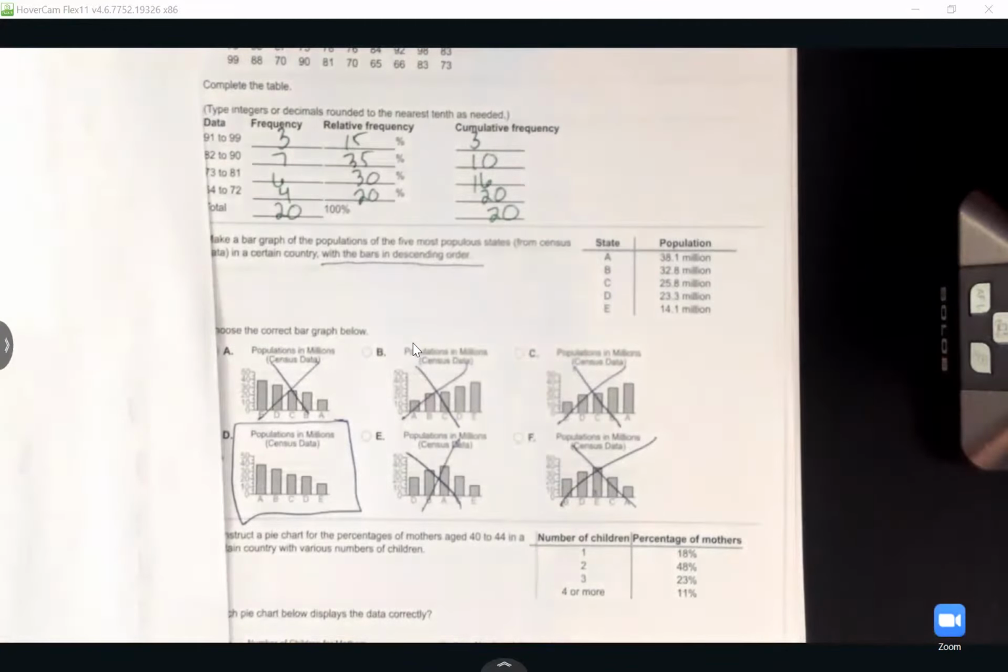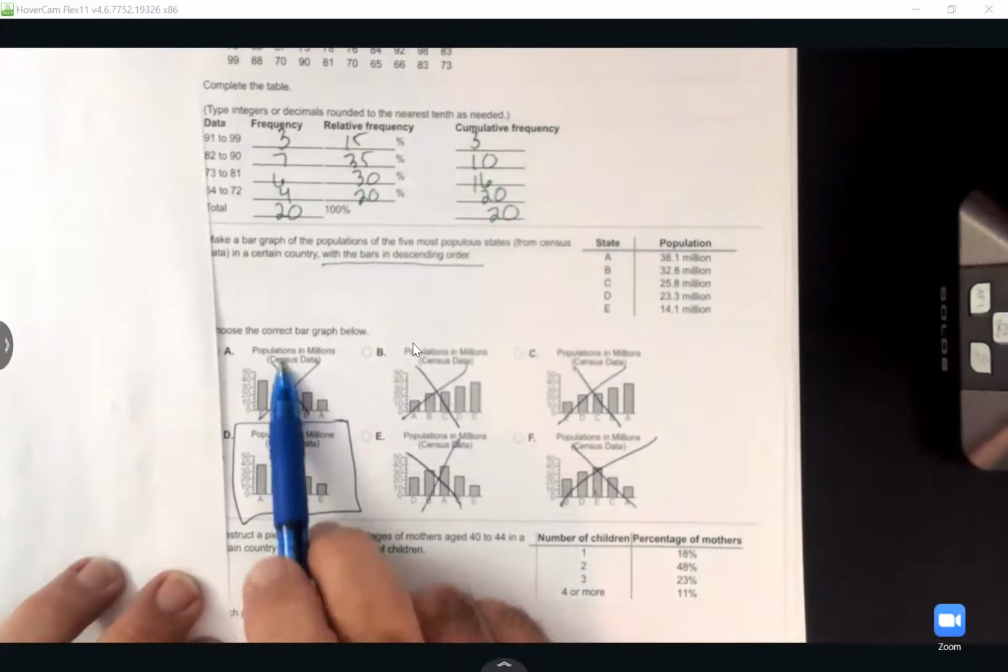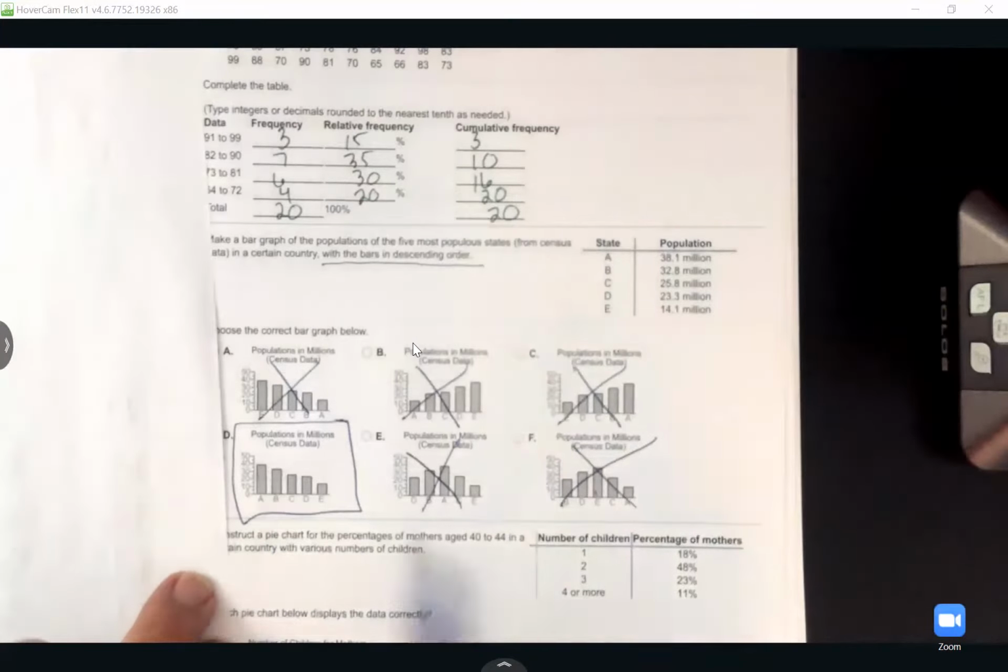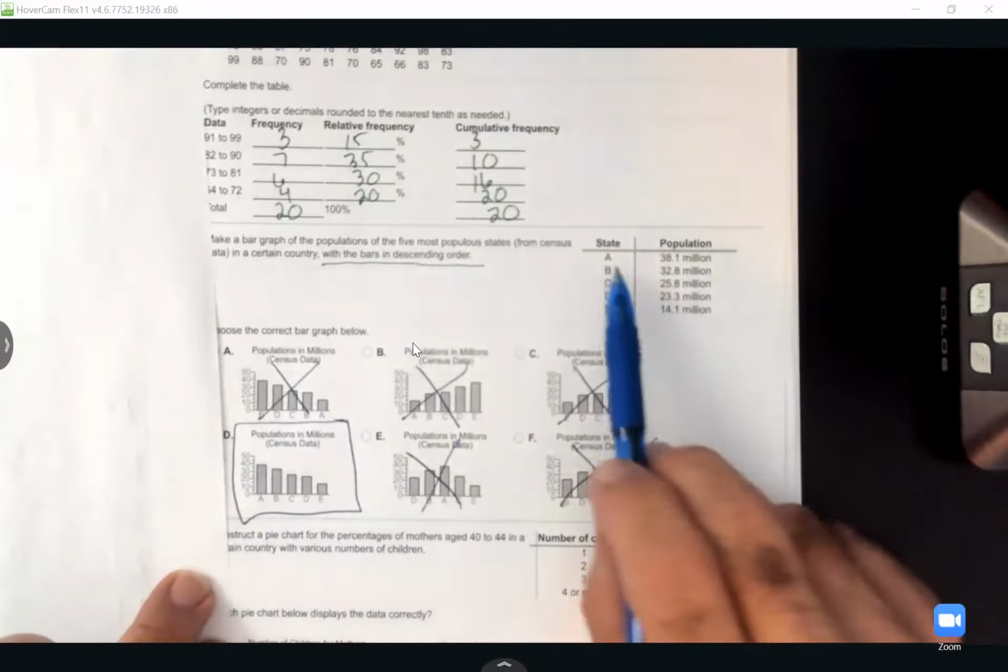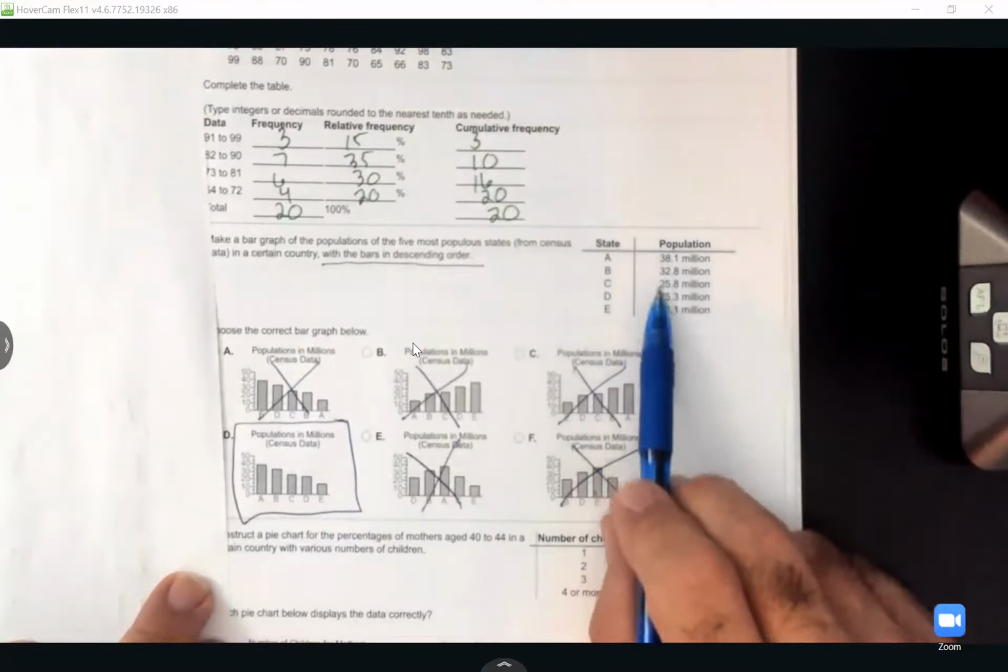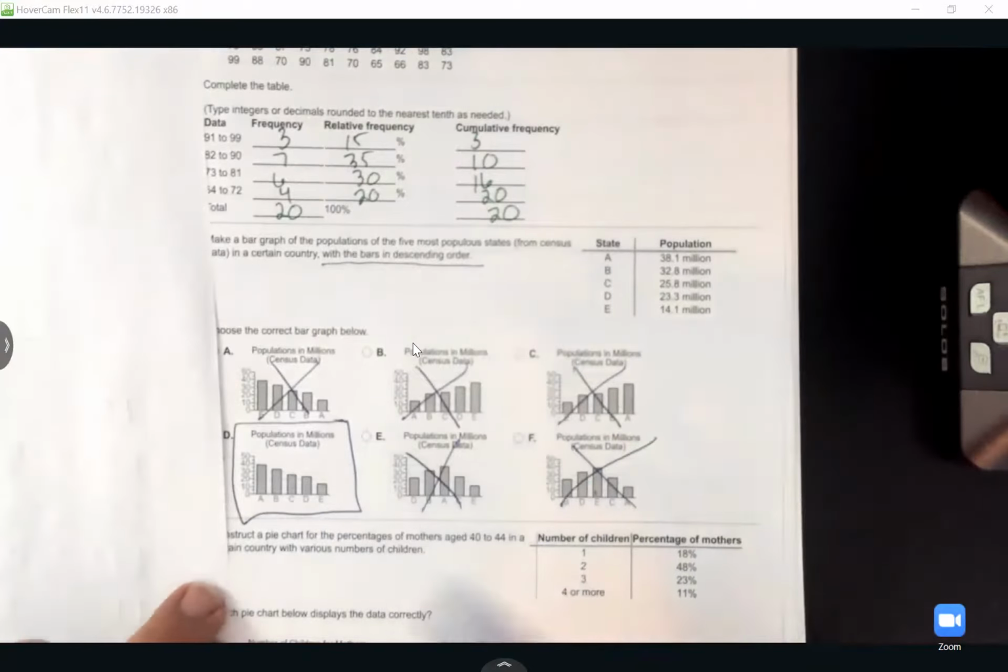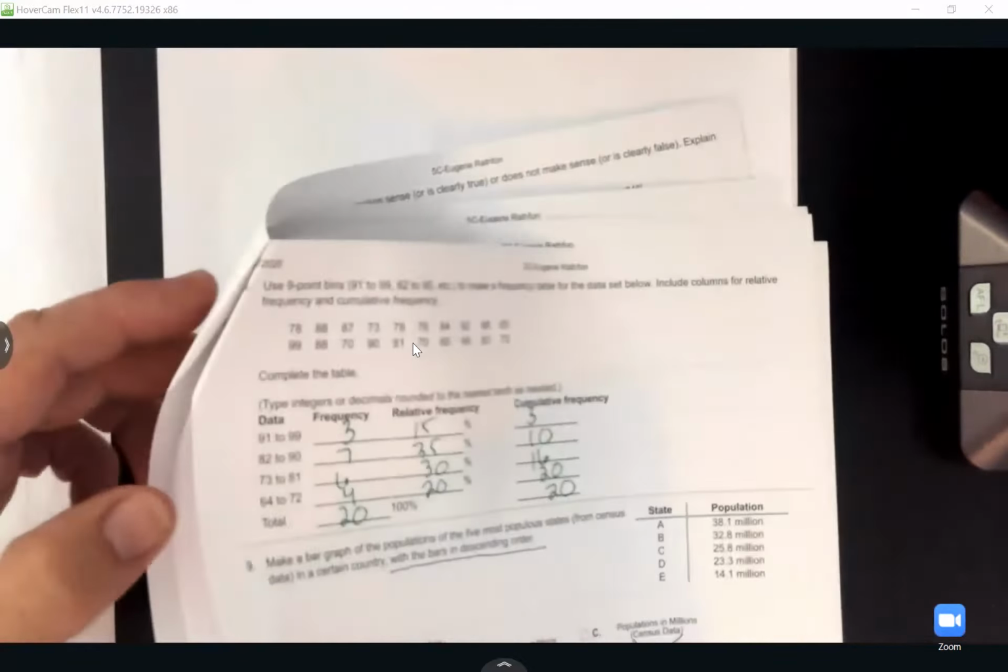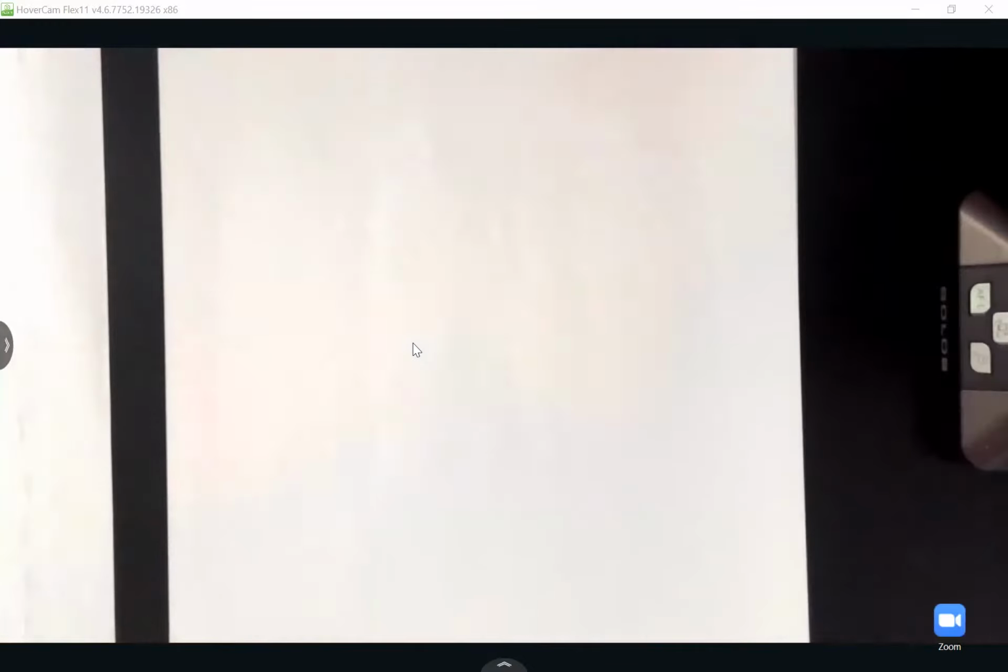So the only two that were really in descending order were A and D. But the only one that had my labels right on the bottom was D because it went from A being the largest to E being my smallest. So y'all, that's sort of what you're going to do on homework. Just look at these little charts and see which one's right.